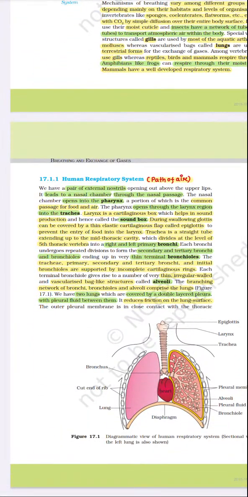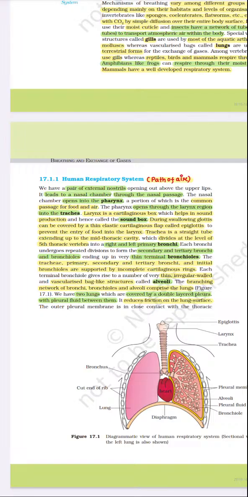Human respiratory system. We have a pair of external nostrils opening out above the upper lip. It leads to a nasal chamber through a nasal passage. The nasal chamber opens into the pharynx, a portion of which is a common passage for food and air. The pharynx opens through the larynx region into the trachea.